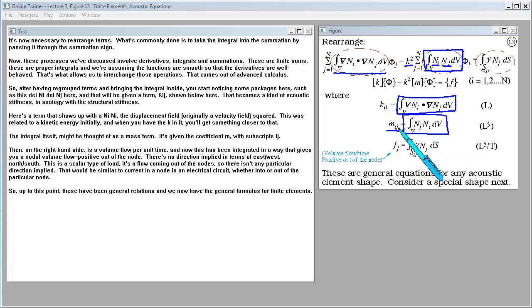And then on the right-hand side is a volume flow per unit time, and now this has been integrated in a way that gives you a nodal volume flow positive out of the node. There's no direction implied in terms of east, west, north, south. This is a scalar type of load, a flow coming out of the node, so there isn't any particular direction implied. And that would be similar to current in a node in an electrical circuit, whether into or out of the particular node. So, up to this point, these have been general relations, and we now have the general formulas for finite elements.